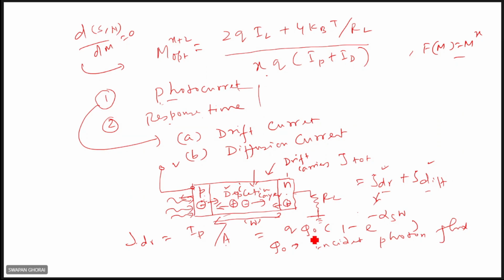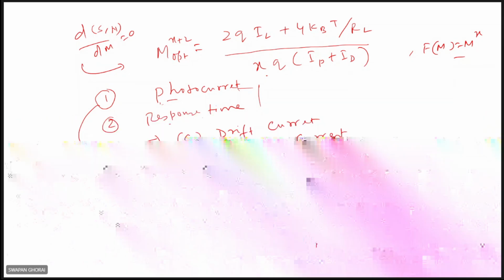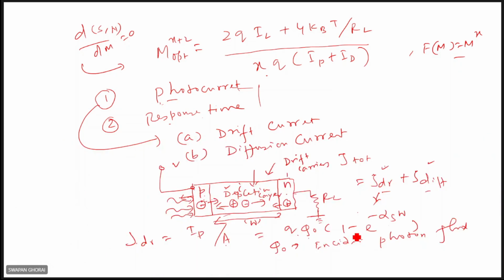Instead of this optical power, you can consider the photons. So that is phi 0 into 1 minus e to the power minus alpha W. We have seen this power is absorbed exponentially within the device. So in terms of photon flux, we can write it as Q phi 0 into 1 minus e to the power minus alpha W. W is the depletion layer width. So phi 0 is the incident photon flux.